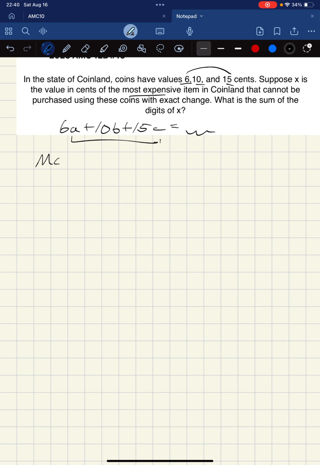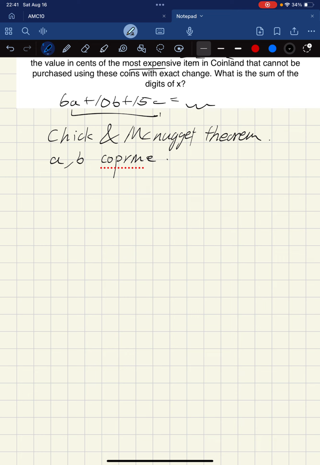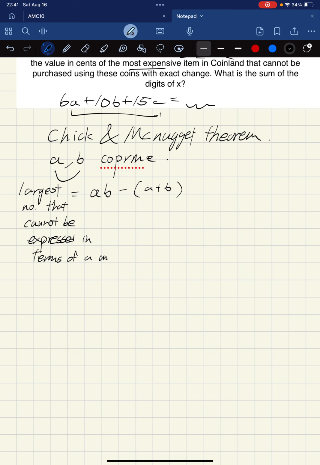It's called the Chicken McNugget theorem, which states that when you deal with two coprime numbers, so A and B are coprime, then the largest number that cannot be expressed as a sum of multiples of those two, A and B, is going to be AB minus A plus B. Largest number that cannot be expressed in terms of A and B.